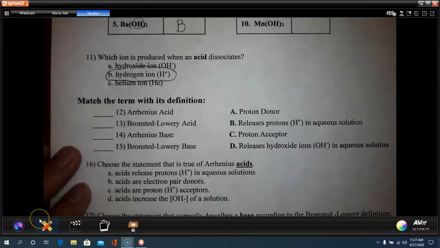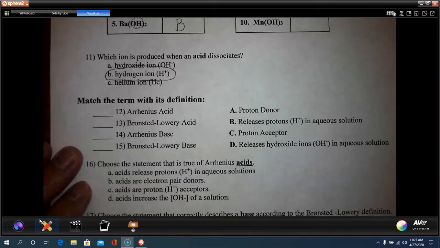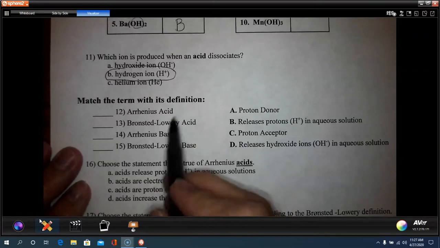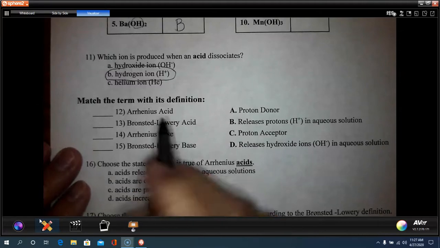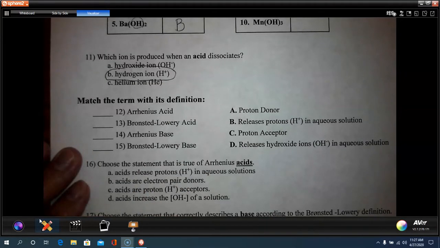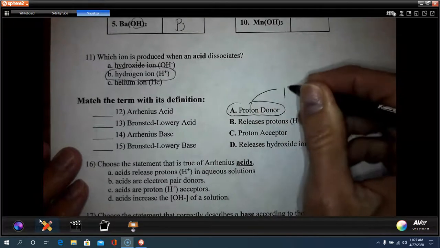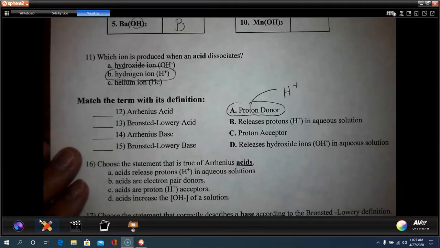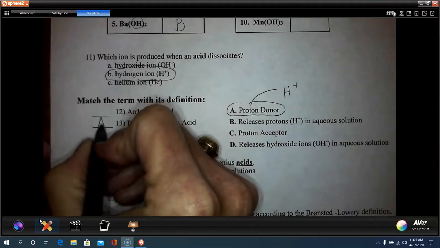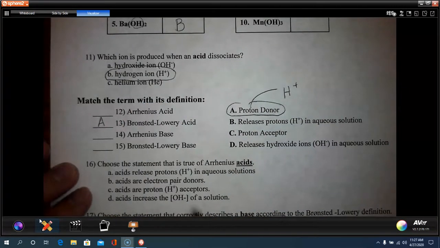Number 13. These are the definitions of acids. There are Arrhenius acids and Bronsted-Lowry acids, Arrhenius bases and Bronsted-Lowry bases. Bronsted-Lowry widened the definition of what is an acid or a base. Acids, they said, are proton donors. Remember, that proton is nothing more than the hydrogen. So it's something that has a hydrogen that's willing to give up or donate that hydrogen. So that is a Bronsted-Lowry acid.